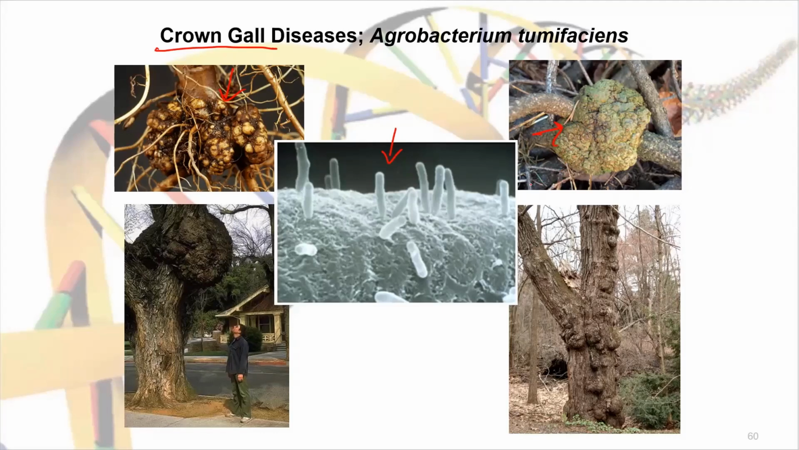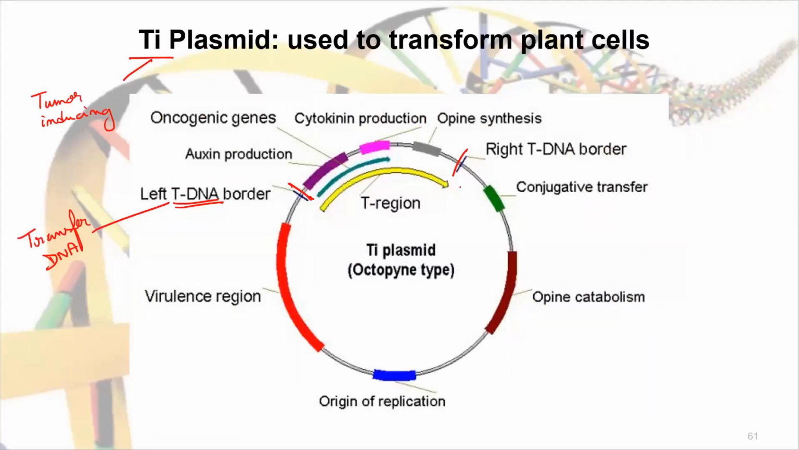Now this tumor is caused because the bacteria, whenever it infects, will introduce this Ti plasmid, and this Ti plasmid contains a region known as the virulence region. This virulence region is responsible for causing tumor. It causes tumor.